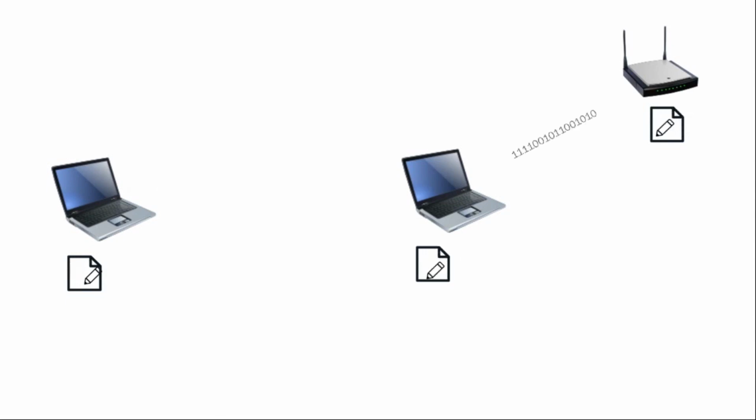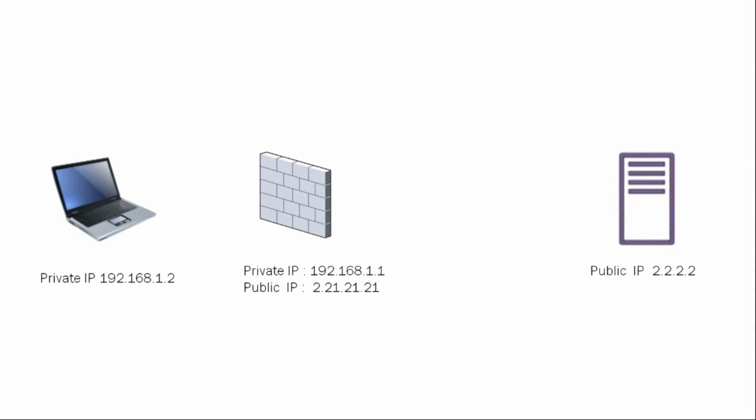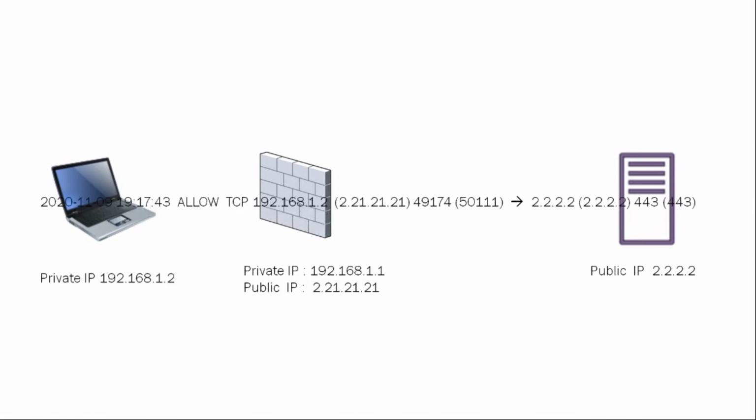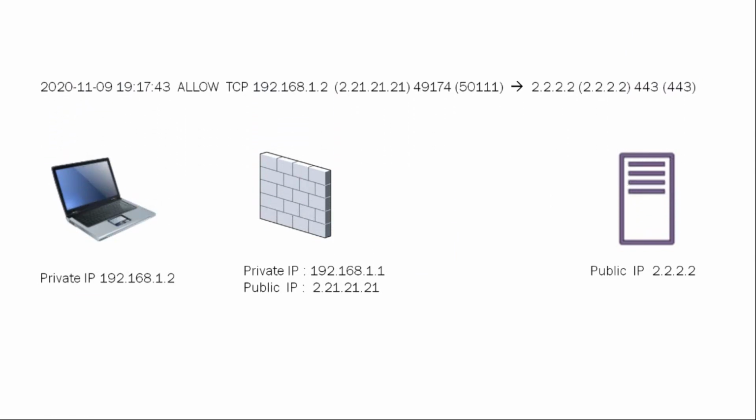Let's take one more example. Source machine 192.168.1.2 wants to send a packet to the destination IP address 2.2.2.2 on the internet. But as private IP addresses are not allowed on the internet, the packet will reach the firewall or gateway of the network, and the gateway will translate the private IP to a public IP with NAT and will also change the port address with the PAT mechanism and will send the packet to the outside.